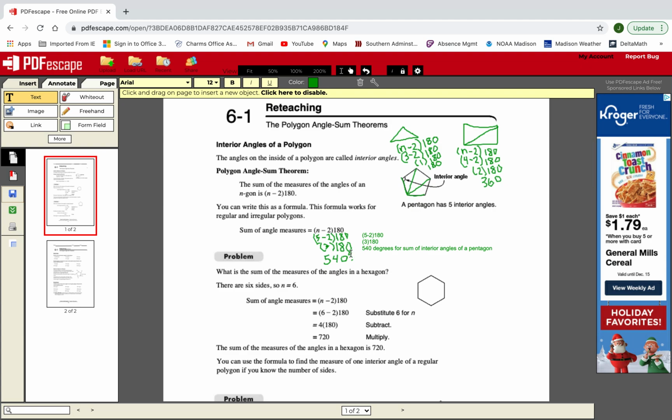And in a pentagon, if you divide 540 by 5, then you get each interior angle of a pentagon, and so on and so forth.